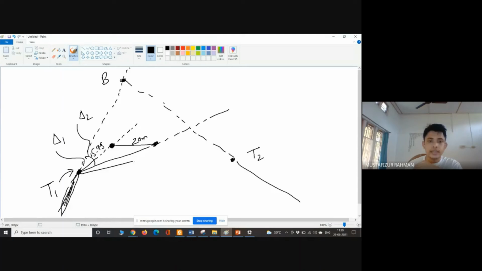Then we give the third angle, delta 3. We are looking along this direction. Again, from this point, 20 meters. Okay, and we got the third point. So this way, finally, when we connect all the points, we will get the curve, how it should come.